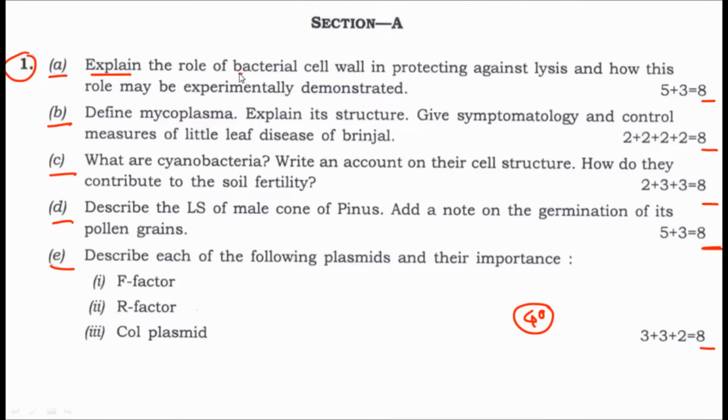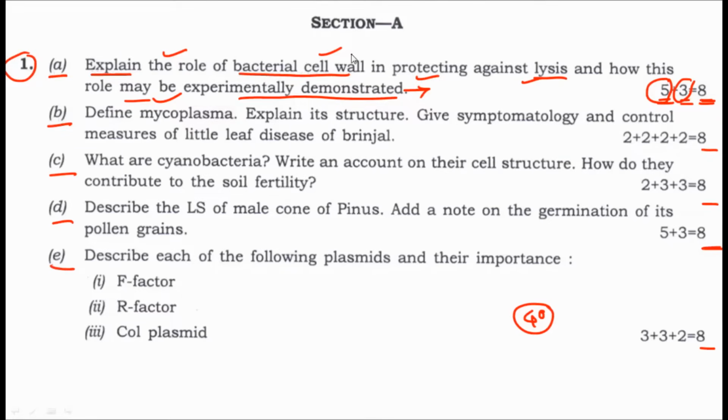Explain the role of bacterial cell wall in protecting against lysis and how this role may be experimentally demonstrated. So this question is split into 2 sub questions. The first part carries 5 marks and the second part carries 3 marks. That is, for explaining the role of bacterial cell wall in protecting against lysis, you will get 5 marks. And for writing how this role may be experimentally demonstrated, you will get the remaining 3 marks, making a total of 8 marks.